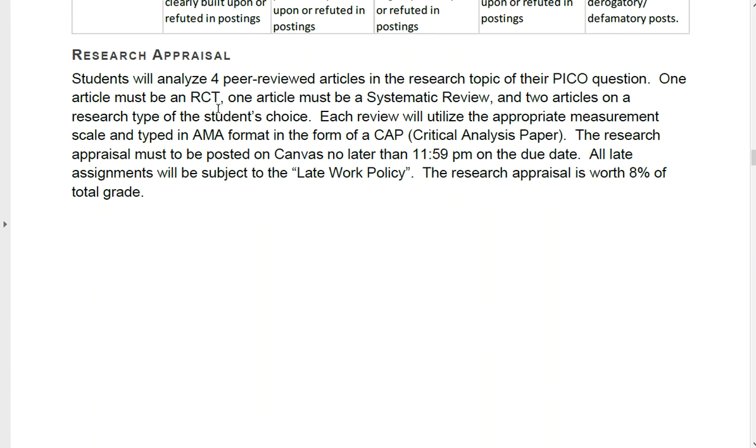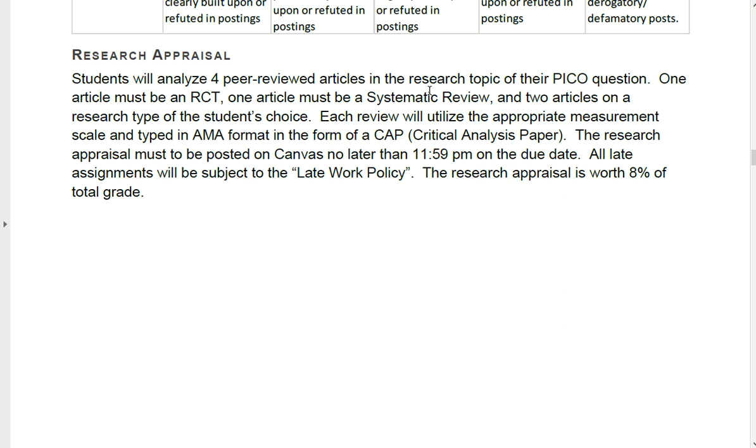Your research appraisal. I was talking about how I'm going to make you grade other people's research with research appraisals and PEDros and what's known as the SPECTRUMs. So you're going to have to do 4 peer-reviewed articles. All right, so when you're looking at your articles for your research, hopefully you have more than just 4 articles to go through at one point in time. But what I really want is one of the articles has to be a randomized control trial. That way you can do at least one PEDro.